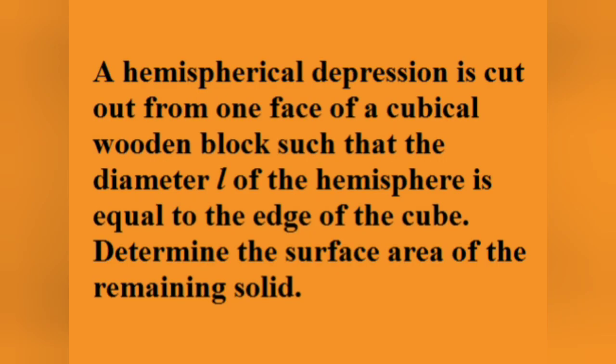The next question is: a hemispherical depression is cut out from one face of a cubical wooden block such that the diameter l of the hemisphere is equal to the edge of the cube. Determine the surface area of the remaining solid.